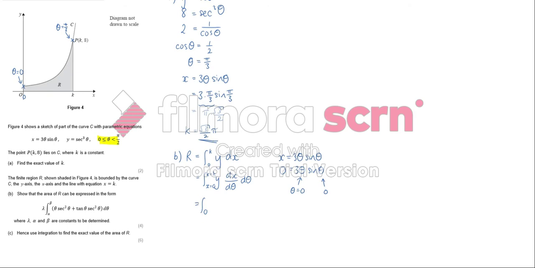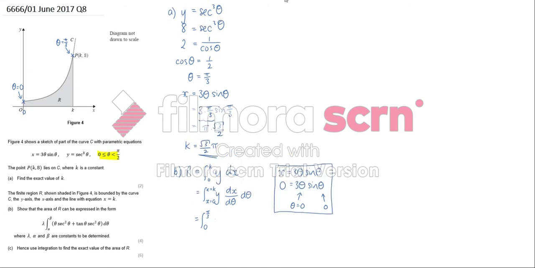The second one I'm after is the value of theta that matches with the x-coordinate being k. And if you have a look at the diagram, we've already labelled that on. When x was k, we had a theta value of pi by 3. So that's what goes at the top here. The next thing we need is y written as a function of theta, and we have that from our opening information. y is equal to sec cubed theta.